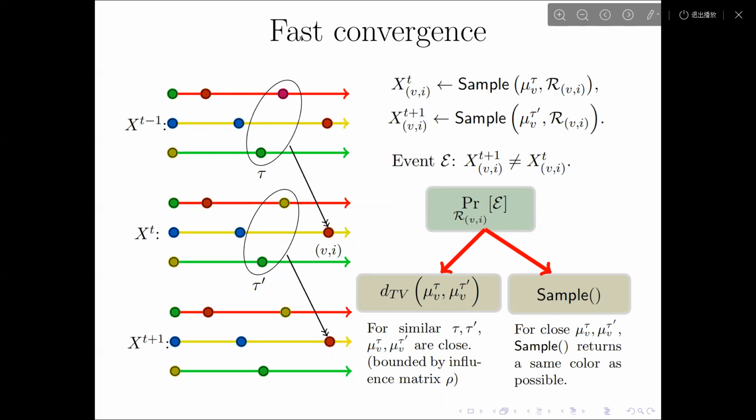We want the probability of E to be small. It can be ensured by the following properties. First, if the boundary conditions are similar, the marginal distributions are close to each other. This is bounded to some extent by the influence matrix rho. Second, if the marginal distributions are close, the subroutine Sample is likely to return the same color. Next, we will discuss how to construct the subroutine Sample to hold this property.